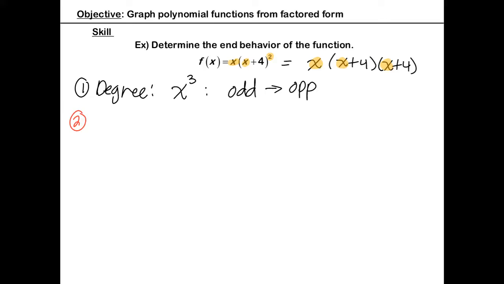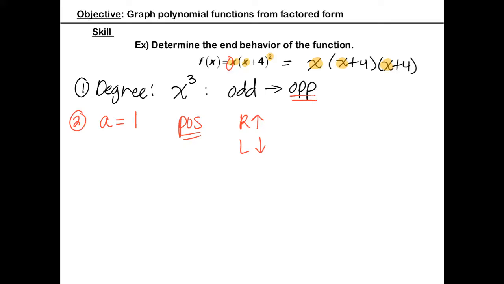So for step 2, I now need to figure out what my a value is. So look right after the equal. I don't have anything there, so it's implied to just be a 1. And so that means that this is positive, which tells me that the right side has to go where? Because it's positive, it goes up. Good. And then the left side has to go in the opposite direction, so the left has to go down.